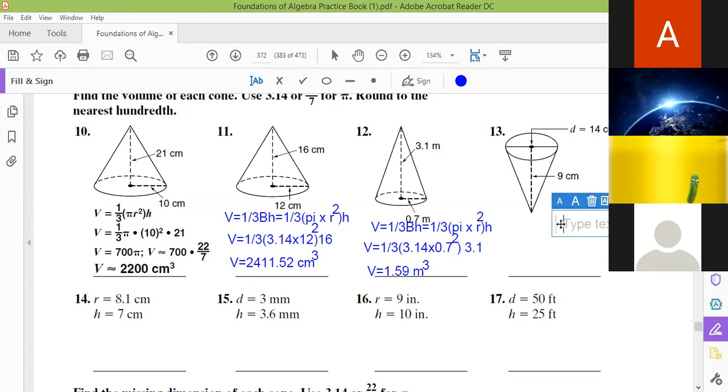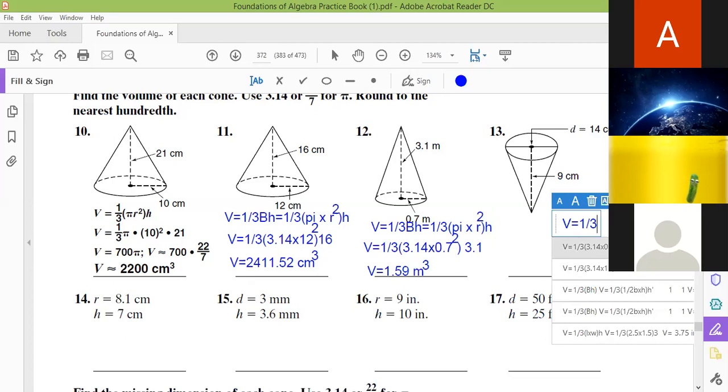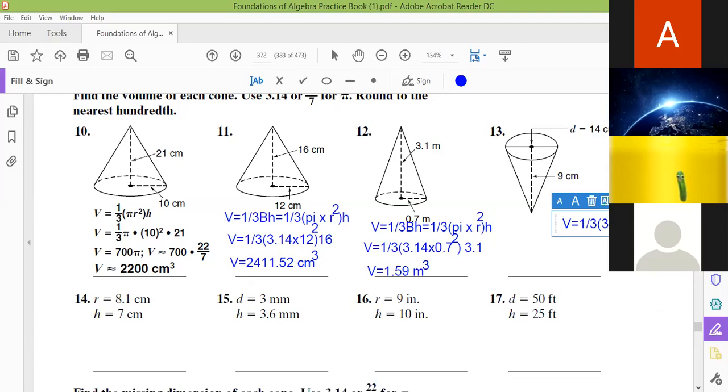V is equal to 1 over 3 into open bracket, 3.14 times 14. I'm asking about radius. Check the picture, question number 13. In the figure, as you can see, it's written there D. It's a diameter, because as you can see, the line is passing from one side to the other side through the center. So it's a diameter.